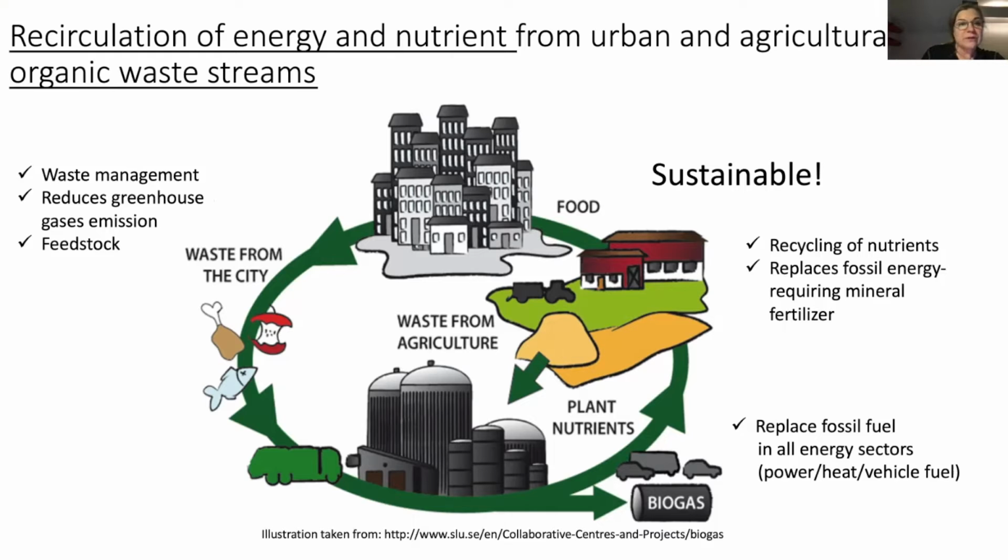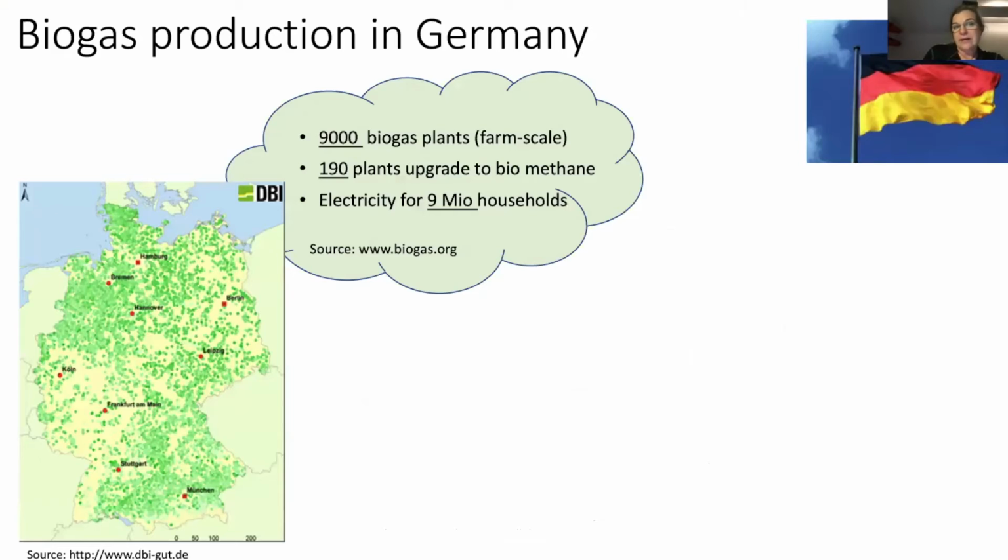Now we want to look at another country. We look at the biogas production in Germany. How is it here? They have nowadays more than 10,000 biogas plants. Most of them are farm scale. Just very few upgrade to biomethane, and they produce a lot of electricity from that. All the green dots here are biogas, farm scale biogas in the main, spread over the country.